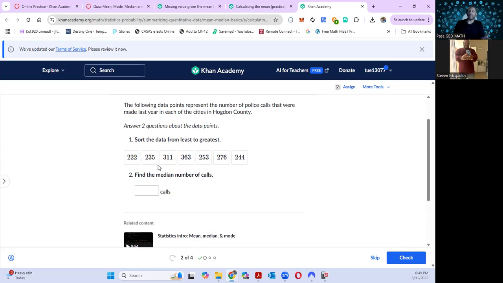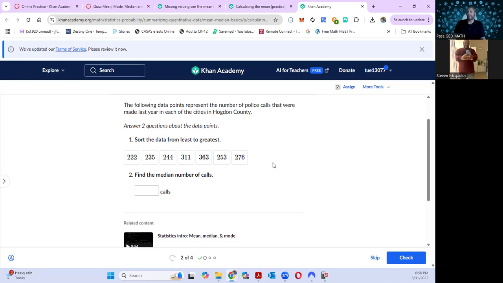All you're going to do is go one by one. This is my next number, 235 is the number I put in order. Now all you want to do is say the lowest one. 311 is bigger, right? 363 is bigger than that. So 311 is the lowest one so far. Is 253 less than 311? Yes. So 253 is the lowest one so far. Is 276 lower than 253? No. So 253 is still the lowest number. Is 244 lower than 253? Yes. So 244 is the next one.